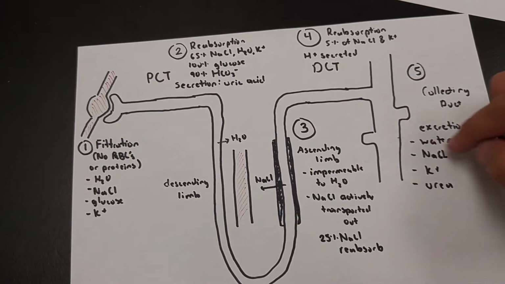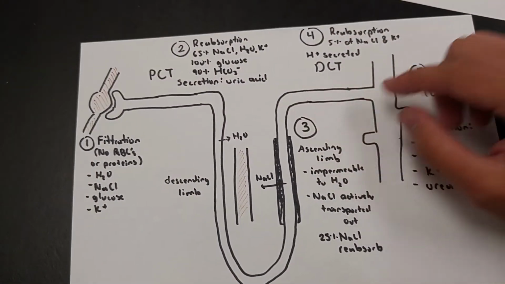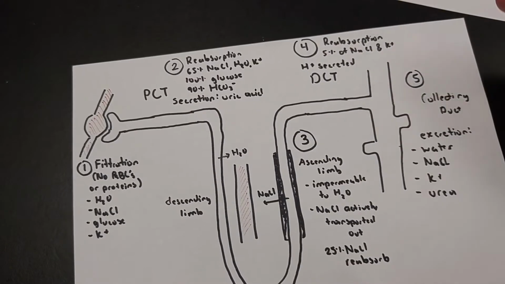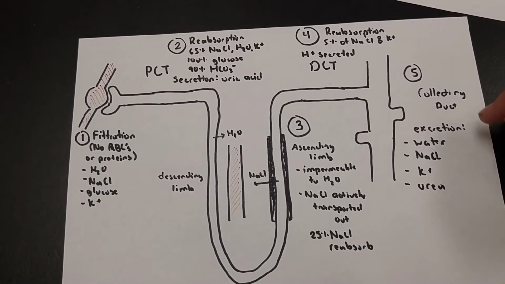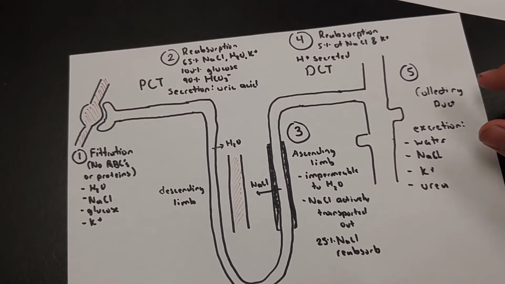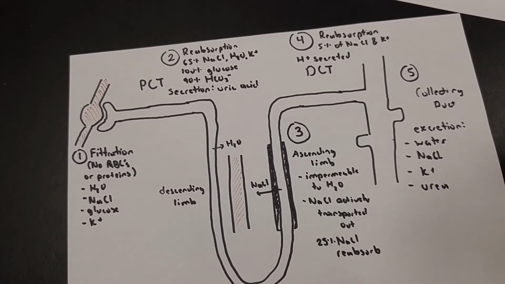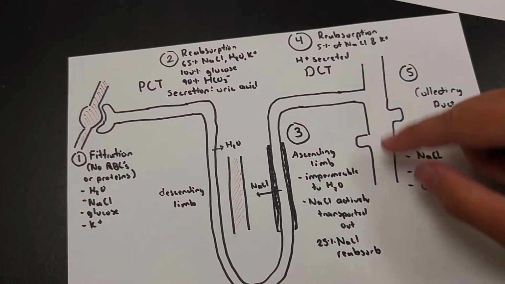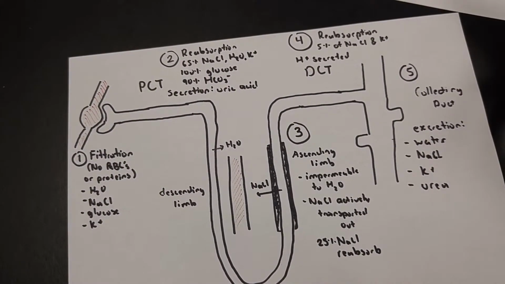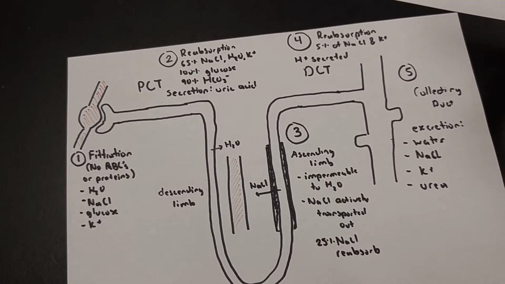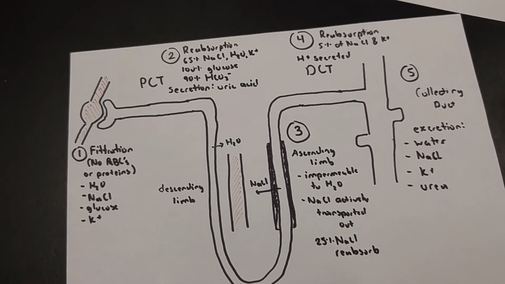And lastly is the collecting duct. So, all the waste products have collected at this point, and they're gonna go out, right? So some things that are gonna go out are water, sodium, potassium, and urea, which is a nitrogenous waste. And so those are all gonna go out, and they're gonna go out into the bladder as urine, and that's gonna go out of the body.